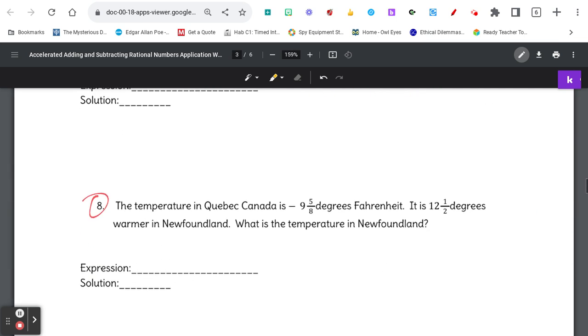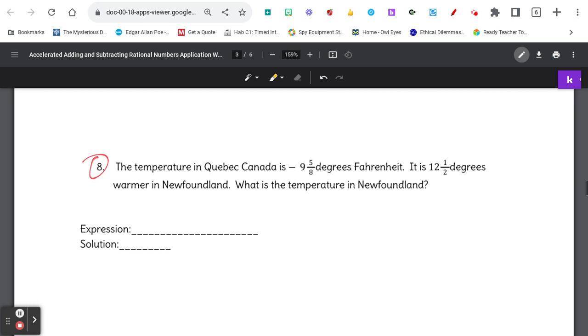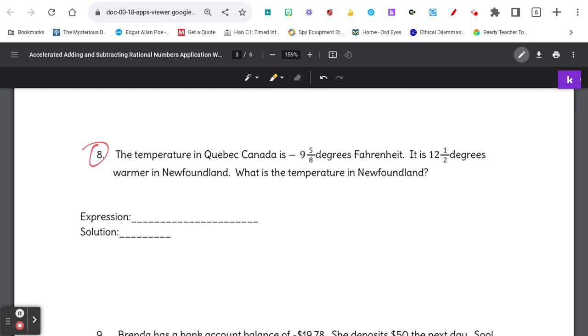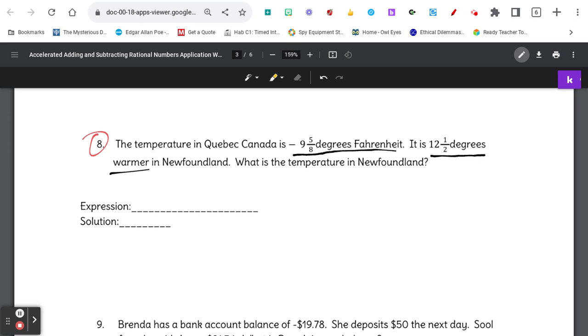Okay, let's take a look at number 8. The temperature in Quebec is negative 9 and 5/8 degrees Fahrenheit. It's 12.5 degrees warmer in Newfoundland. What is the temperature in Newfoundland, or Newfoundland? You can pronounce it either way. All right, so we'll take a look. Nothing indicates that we're doing difference or distance. So you're going to write this from left to right.